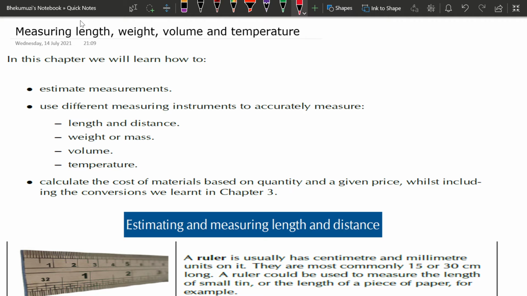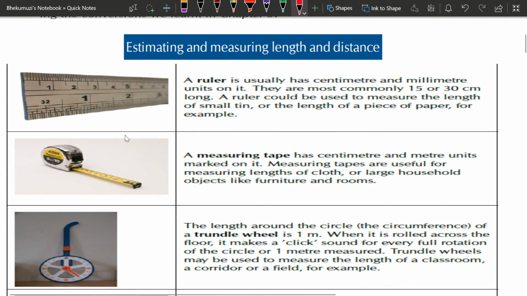So that's basically estimation of measurements, and you'll be using different measuring instruments to accurately measure, for instance, length and distance, weight or mass, volume, and temperature, right? And you need to calculate the cost of materials based on the quantity, which I think you've done in your previous chapters. So the first thing we're going to look at is the tools used to estimate and measure length and distance, right?